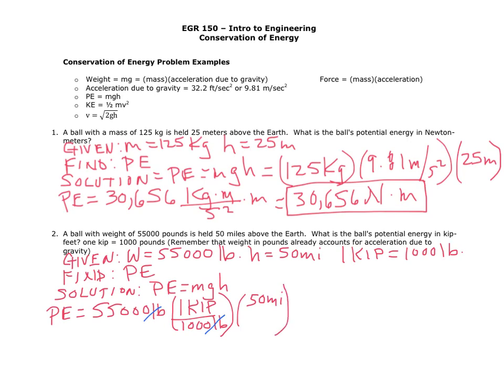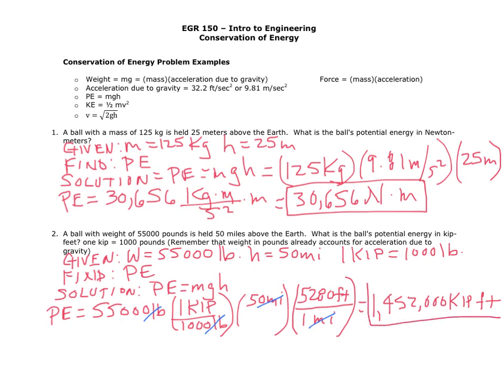But we need it in feet. So we got to convert that to 5,280 feet divided by 1 mile, right? That's how many feet in a mile. That allows us to cancel out the miles. Okay, so now we've got kip feet, and when we multiply that out, we'll get a very big number, 1,452,000 kip feet. And then we box it.